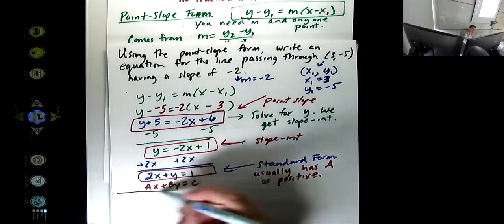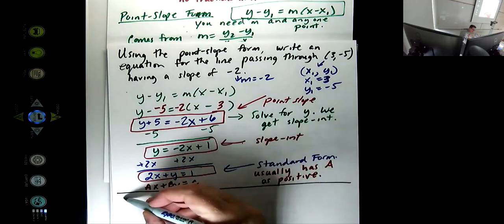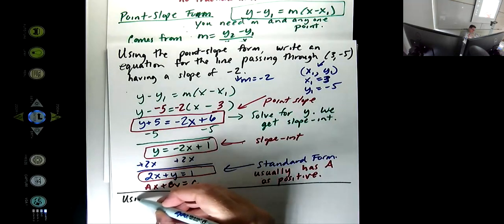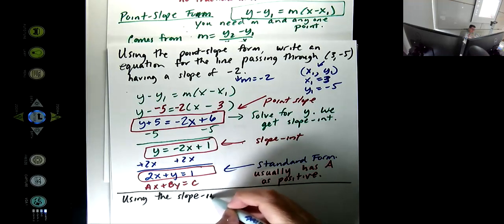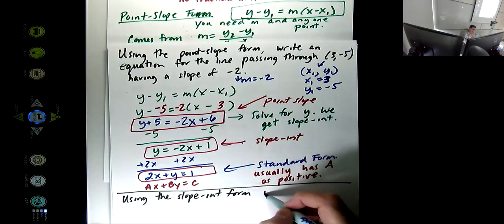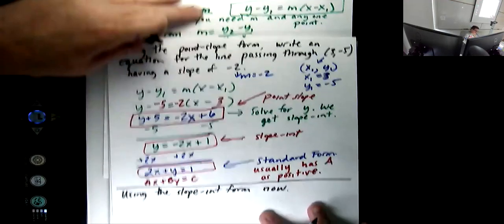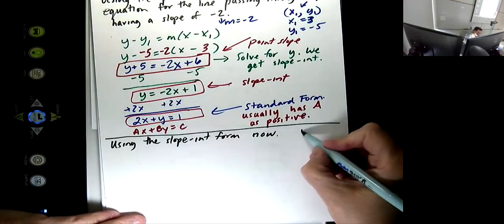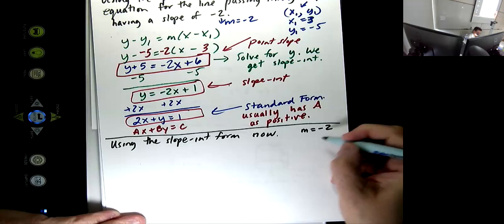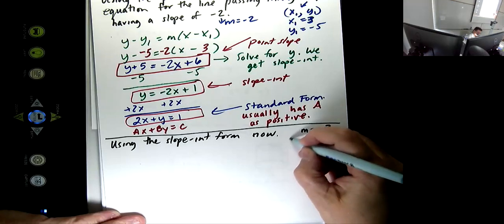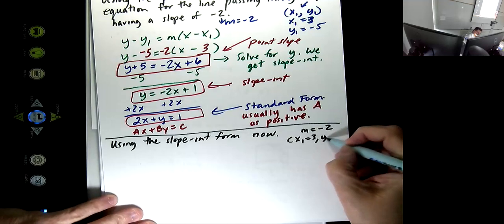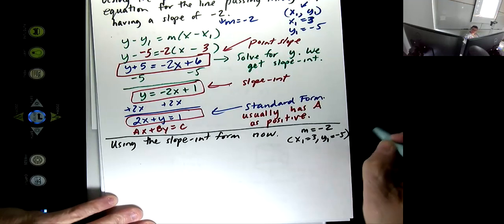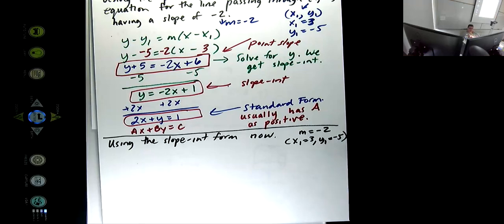Let's get that same equation using the slope intercept form. We still have our same information, m equals -2, and we have x1 equals 3 and y1 equals -5. Maybe I should pause, make sure everyone's done with the other part.